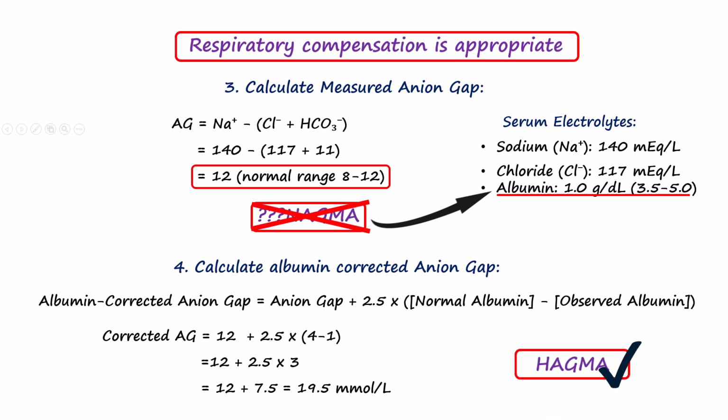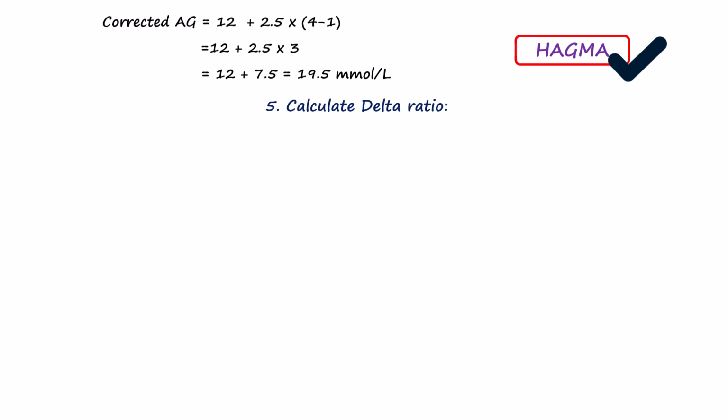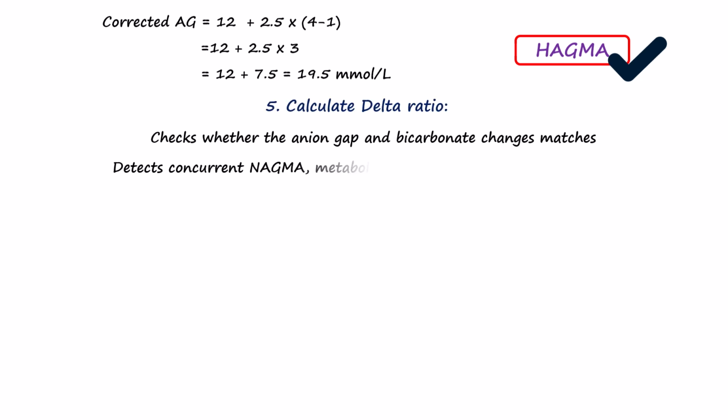Now, corrected anion gap of 19.4 suggests high anion gap metabolic acidosis due to the accumulation of keto acids. The final step is to check whether the reduction in bicarbonate and the increase in anion gap are proportionate. This is because in HAGMA, we expect the rise of unmeasured anions like keto acids that increase anion gap to equally reduce the bicarbonate. This is expressed by delta ratio, and we expect it to be 1 or close to 1 for a pure high anion gap metabolic acidosis.